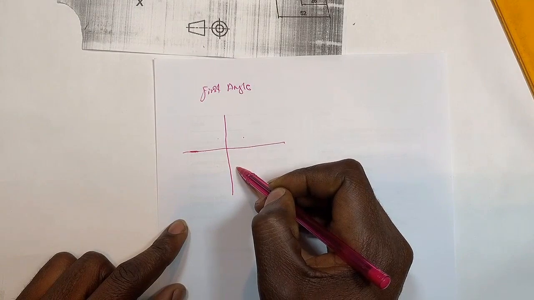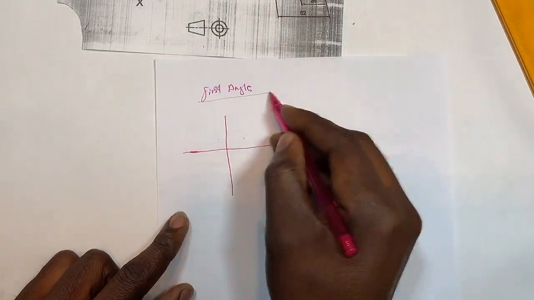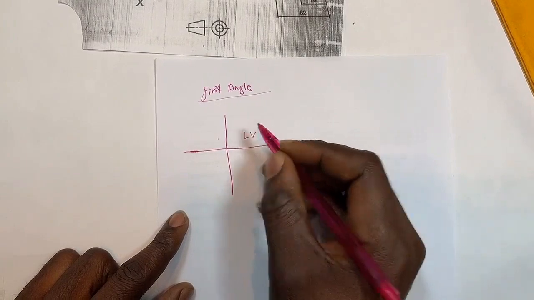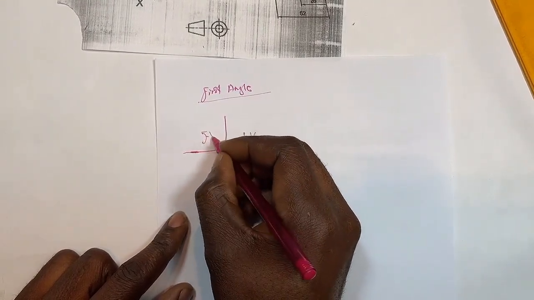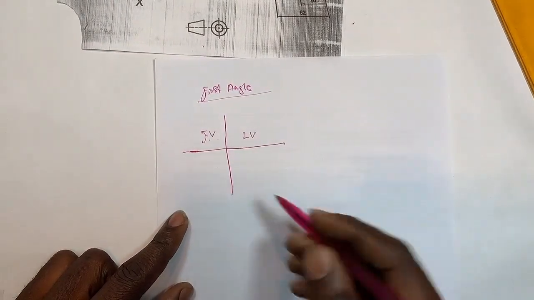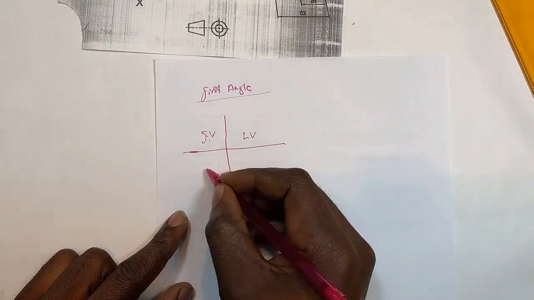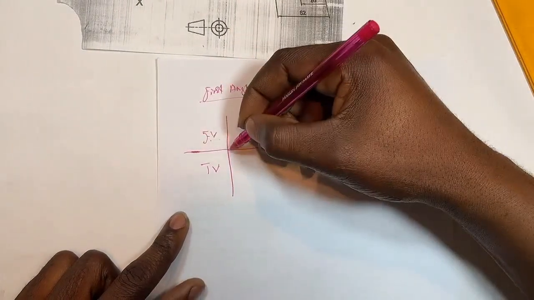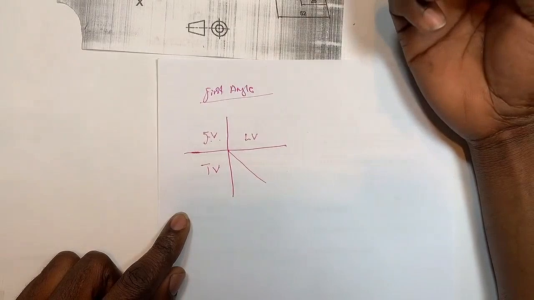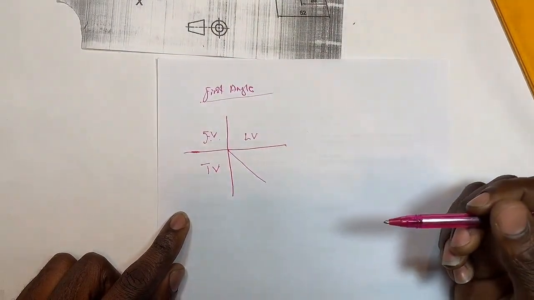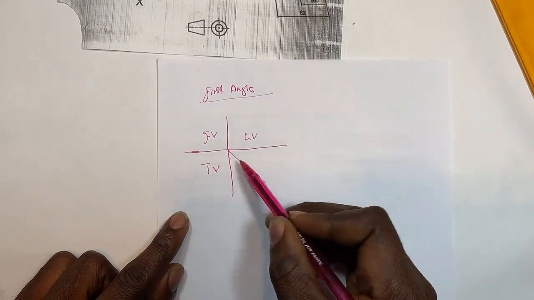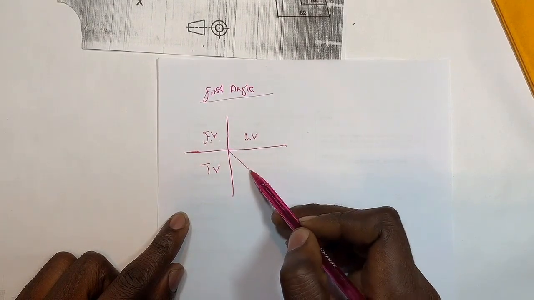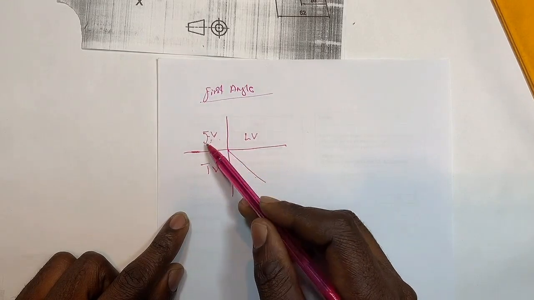So according to first angle orthographic projection, in our first quadrant we've got a left view. In our second quadrant we've got a front view. In our third quadrant we've got a top view. In the fourth quadrant we've got a line at an angle of 45 degrees. This line is going to help you to find one of these views, should you be given the other, and to get that one.